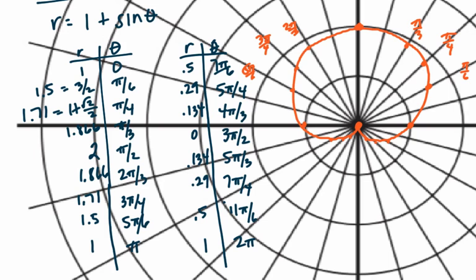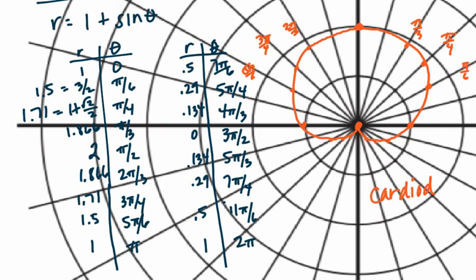And this shape is called a cardioid because it's shaped like a heart. A cardioid. So your sine graphs tend to have a cardioid in them.